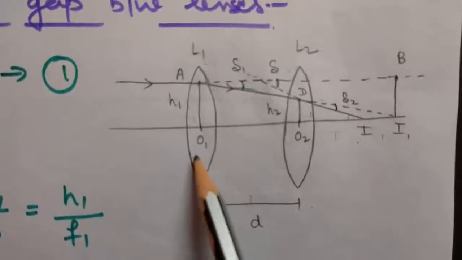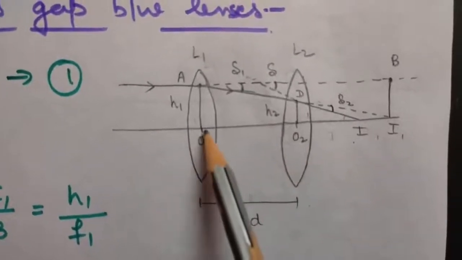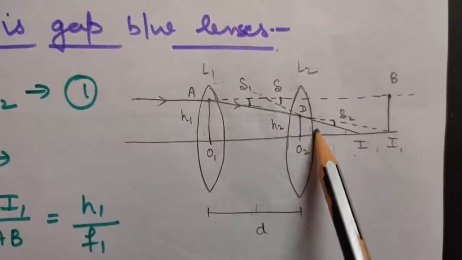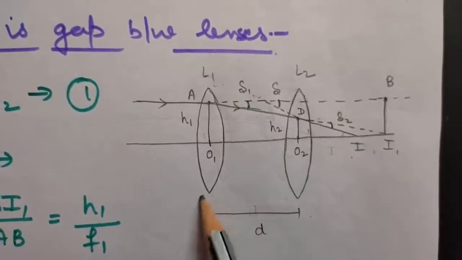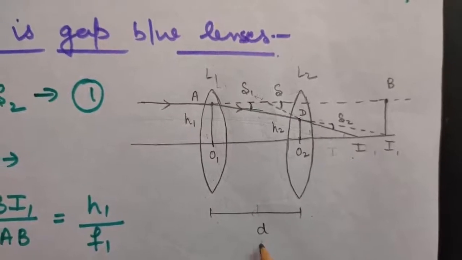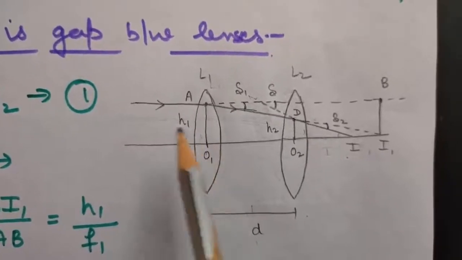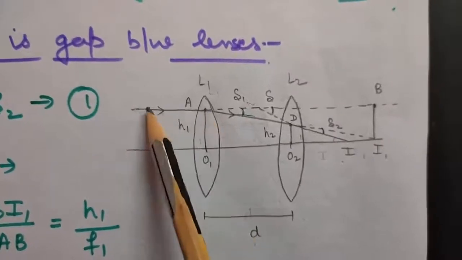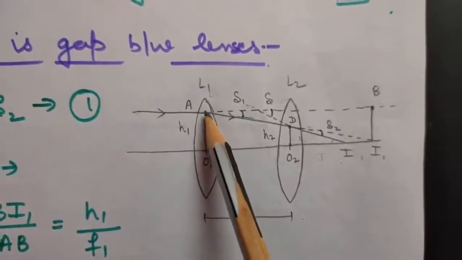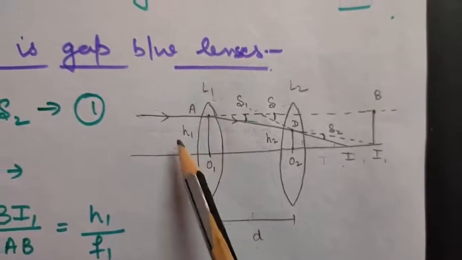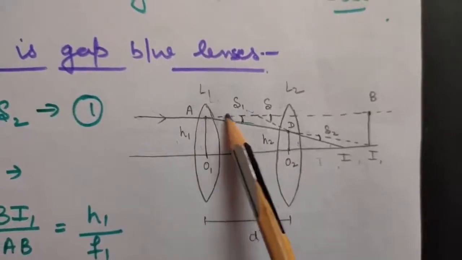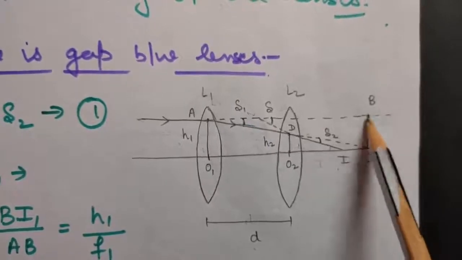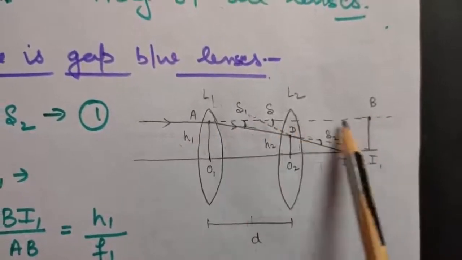See, these are the two lenses. O1 is the optical center of L1. O2 is the optical center of L2. This is the distance between them, that is D. Now, we have taken any ray coming like this. So, we are denoting this height as H1. Now this is the initial path of the ray. And I am just producing this line.